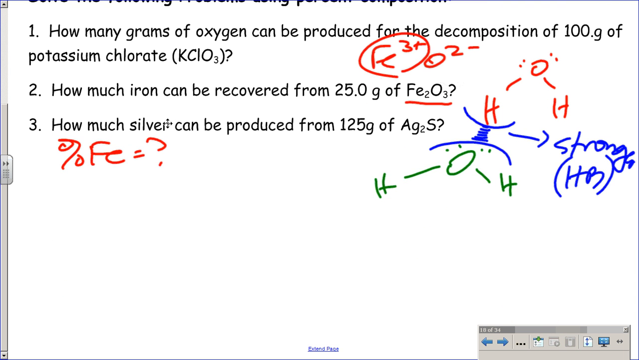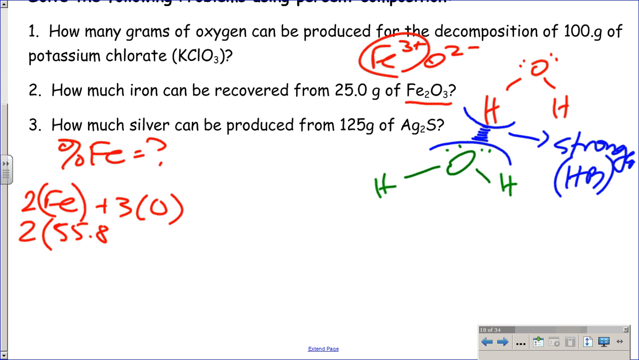So Darian said find the total mass. So iron, there's 2 irons right here, and there's 3 oxygens. What do they weigh? Iron weighs what? 55.85 plus 3 oxygens, which each weigh 16. Okay, calculator, who's got that for me?